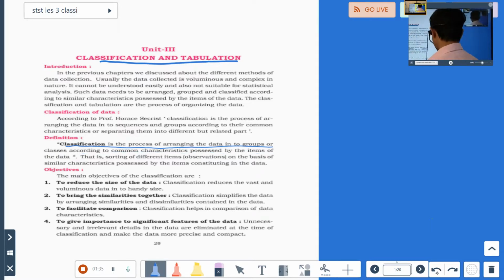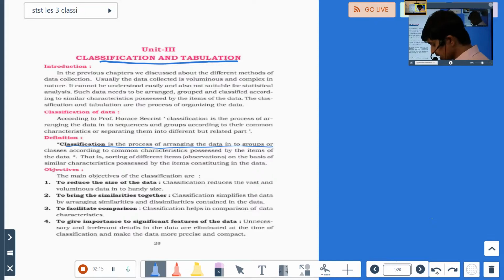What is classification? I will read it to you. Classification is the process of arranging the data into groups or classes. Classification is the process of arranging the data. It means you have now collected the data, now you have to arrange it. How are you going to arrange it? You are arranging it into groups or classes, according to the common characteristics possessed by the items of the data.